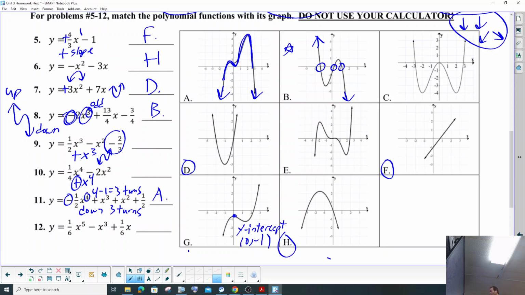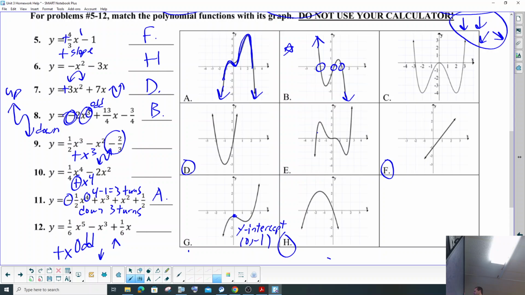Number 12 is the 5th power. Maybe you have 5 x-intercepts, maybe, or 4 turns. Let's see. We have 1, maybe 2, it's hard to tell. There's 3, 4, it could be that one. It's definitely odd, right, x to the odd power. So the end behavior is definitely going to be that.